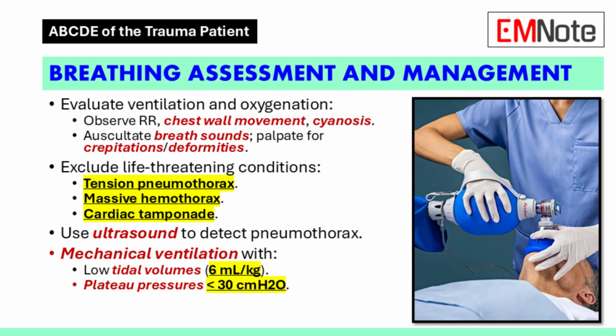Exclude life-threatening conditions like tension pneumothorax, massive hemothorax, or cardiac tamponade. Ultrasound can detect pneumothorax. Mechanical ventilation may be required for respiratory insufficiency, lung damage, or airway compromise. Protective mechanical ventilation with low tidal volumes of up to 6 milliliters per kilogram of predicted body weight and plateau pressures below 30 centimeters of water helps prevent ventilator-associated lung injury and increased intracranial pressure.